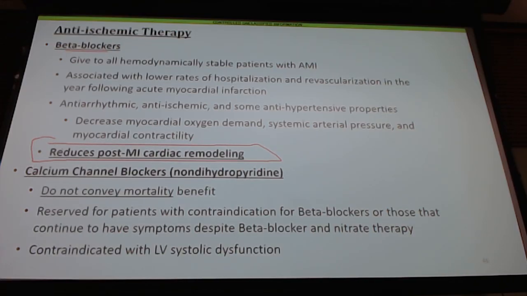So that is why, and that is how beta blockers provide that mortality benefit that you don't see with calcium channel blockers. Because even though calcium channel blockers will do the same thing for the demand, it will decrease that demand, calcium channel blockers don't do anything to prohibit or prevent that adverse remodeling that occurs after the event. So that's why you don't get that mortality benefit long term with calcium channel blockers.